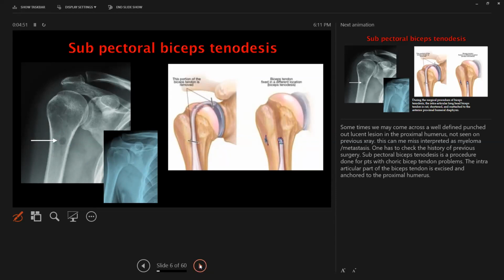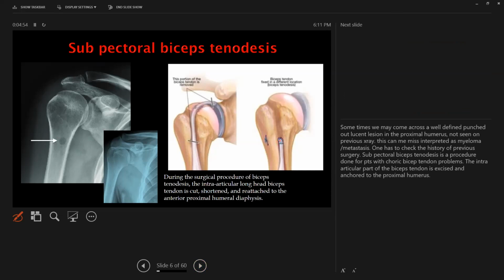and the proximal biceps is anchored with non-radiolucent anchors, which can't be seen on the X-ray. So this is a post-surgical appearance. Basically, we need to have a good history to say that this is not pathological. This is a classical area where the lucency is found. So this is a post-surgical appearance, and you don't need to go down the route of lytic lesion if you know the history.